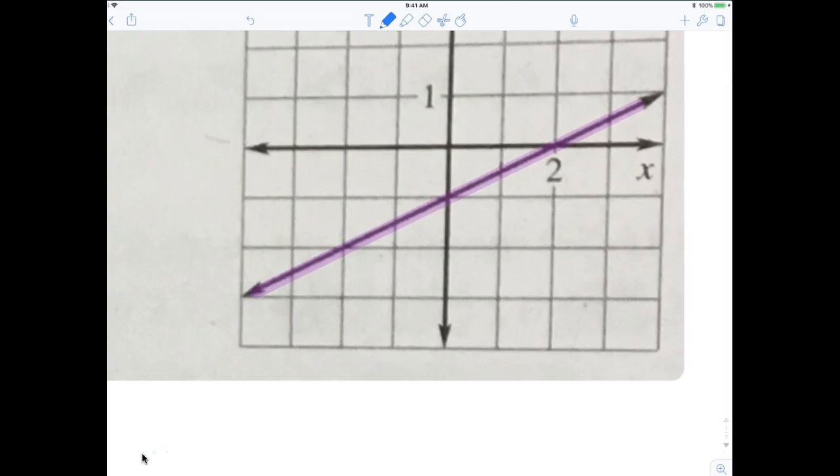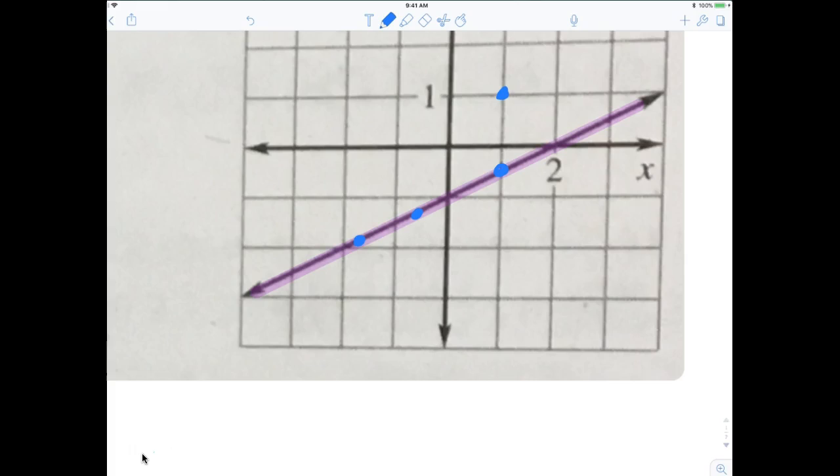So, for example, everybody look up. Is that point there a solution? Yes. Is this point right here? Yes. And this point? Yes. And this point? No, because it's not on the line. The line itself is the solution. The line itself is a solution. All right, does anybody have any questions with that?